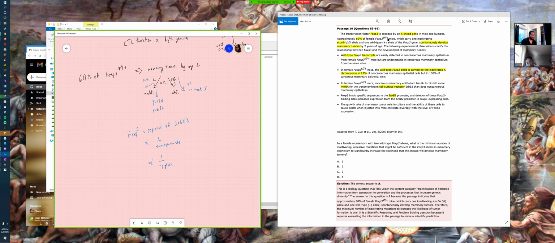Hmm. So okay, so let me see if I could do this. Maybe a little. I guess I just never understood alleles or whatever. Like, what is this? Like, is there a possibility that there could be like two inactivating alleles? Like, I'm just not understanding.